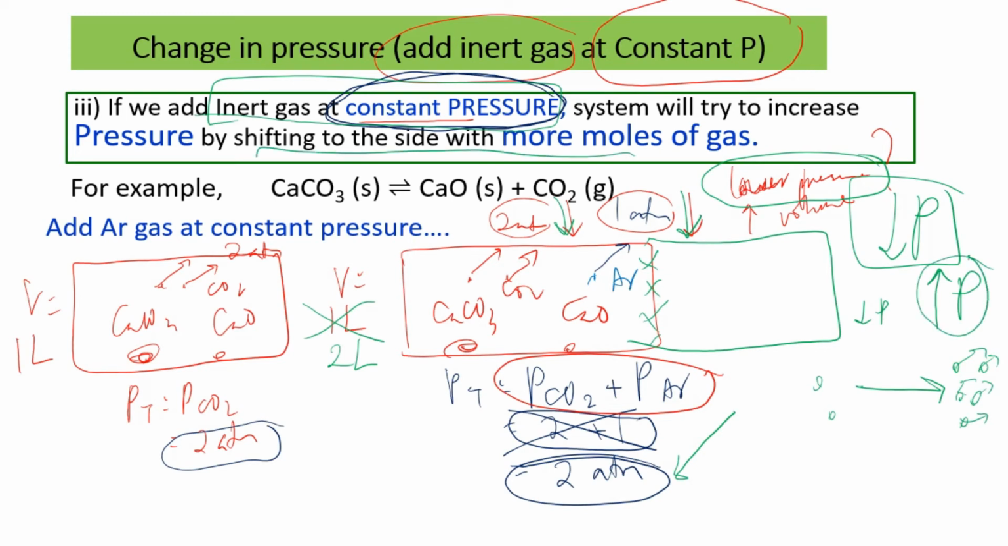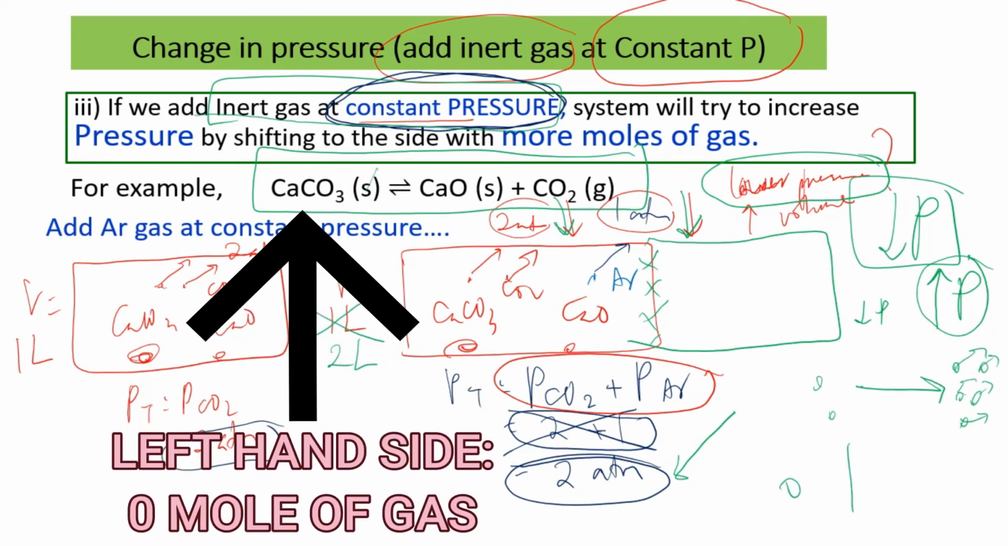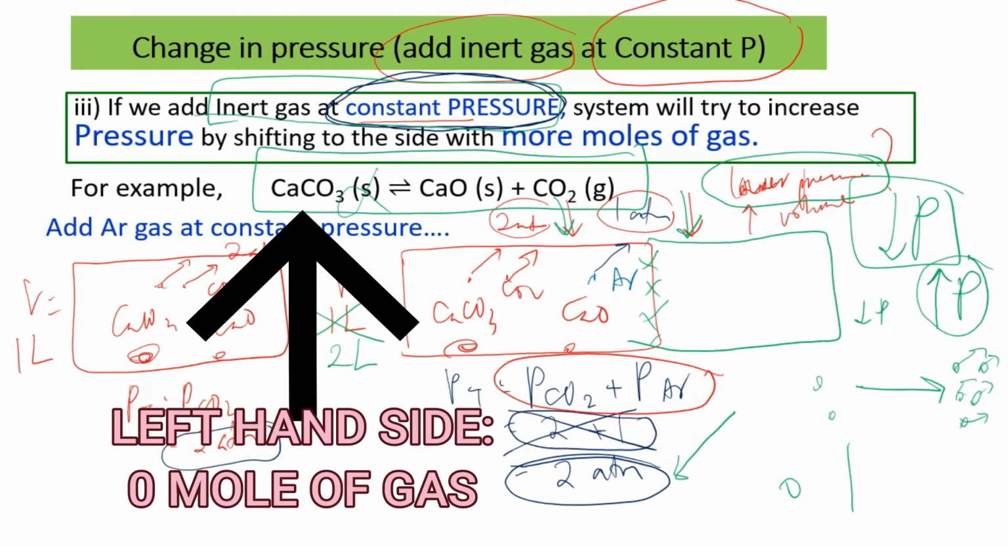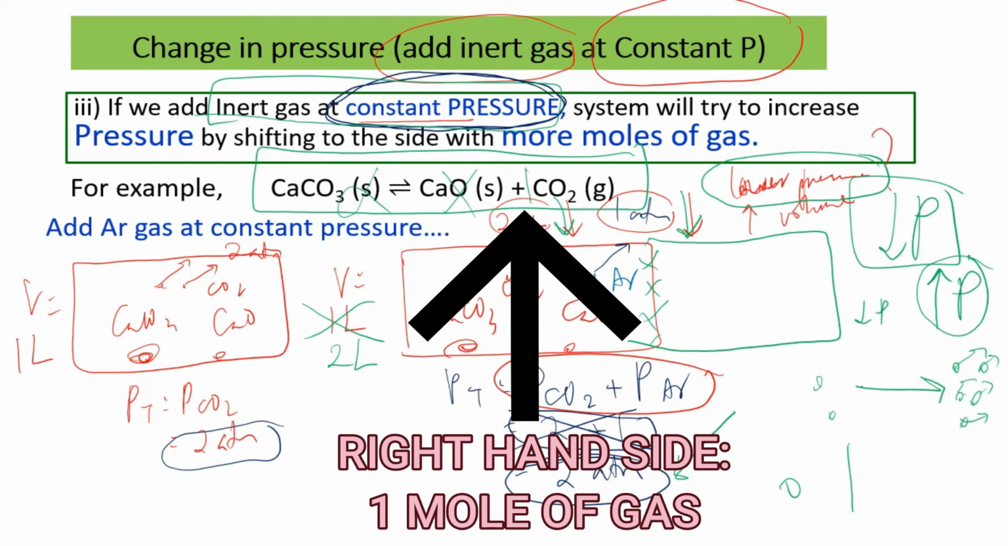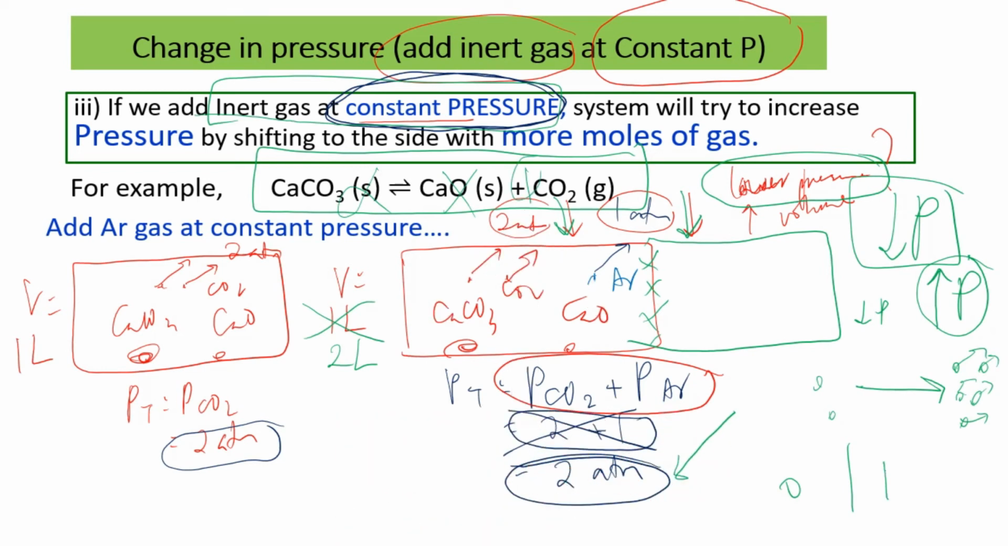Okay, let's look at this equation, this system at equilibrium. Which side has more moles of gas? On the left hand side we have 0 moles of gas, no gas here. On the right hand side, this is not a gas, this is gas, so 1 mole of gas. So 0 and 1, which side has more moles of gas? For sure it is 1. So we will shift to the side with more moles of gas. This is the third scenario.